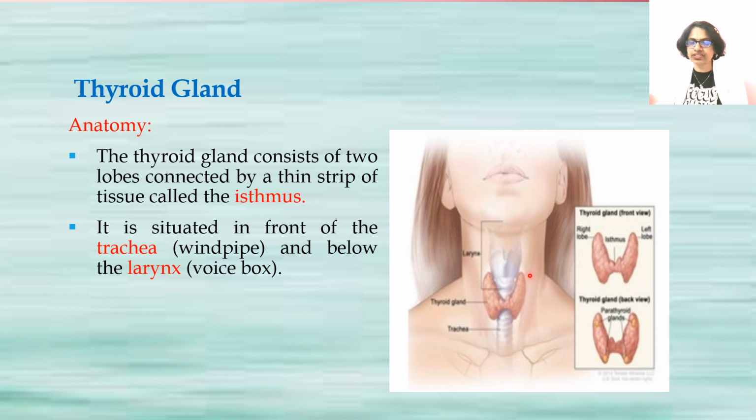The middle part, which is connecting the right side and left side lobes together by the connector, is known as isthmus. It is situated in front of the trachea. Now in the picture we can see the thyroid gland is situated in front of the trachea and below the larynx.